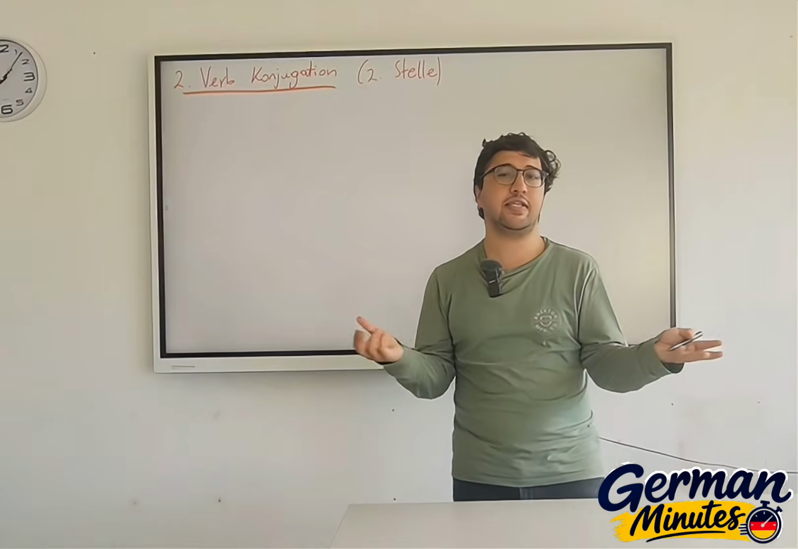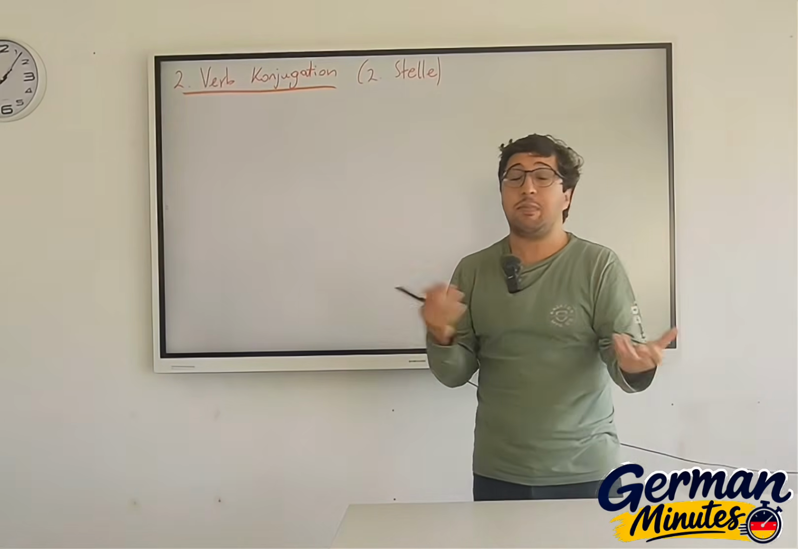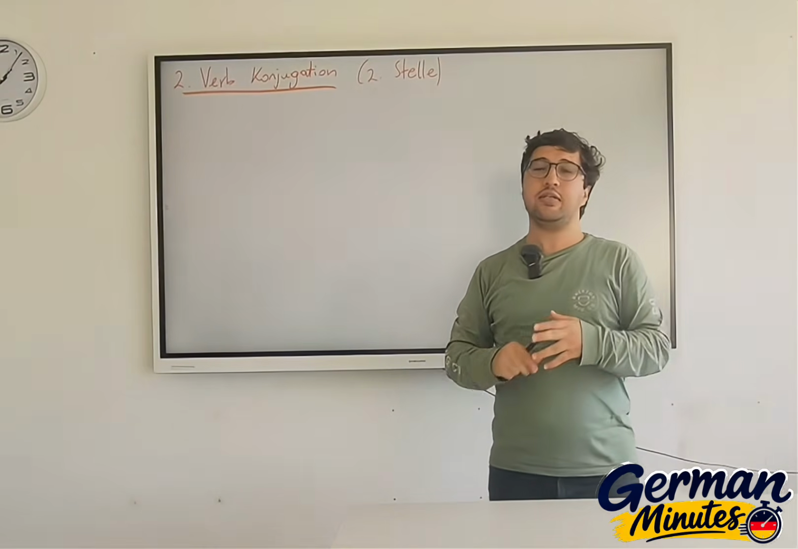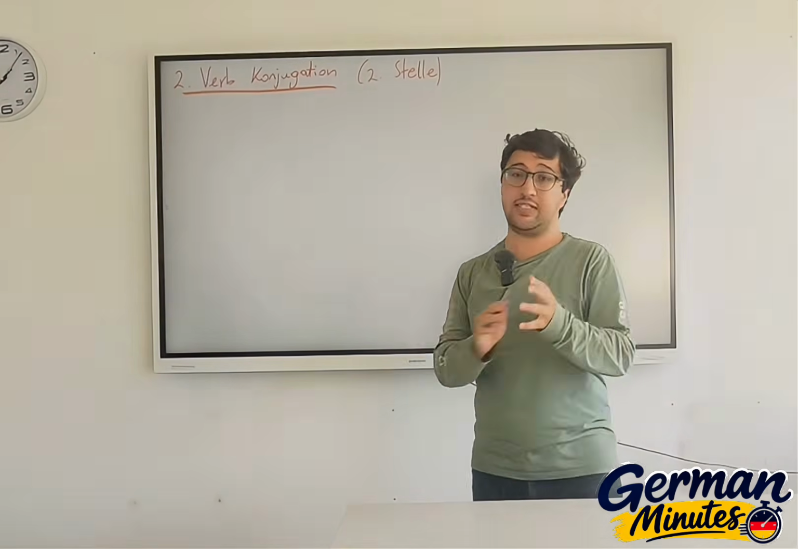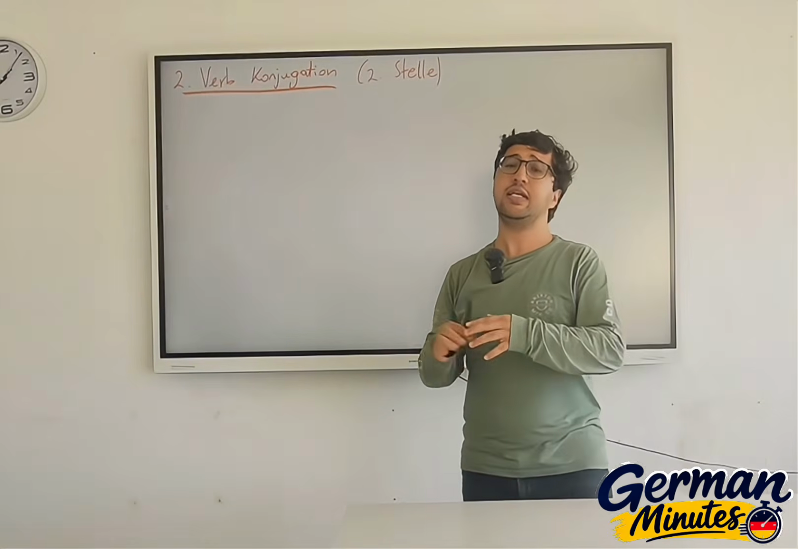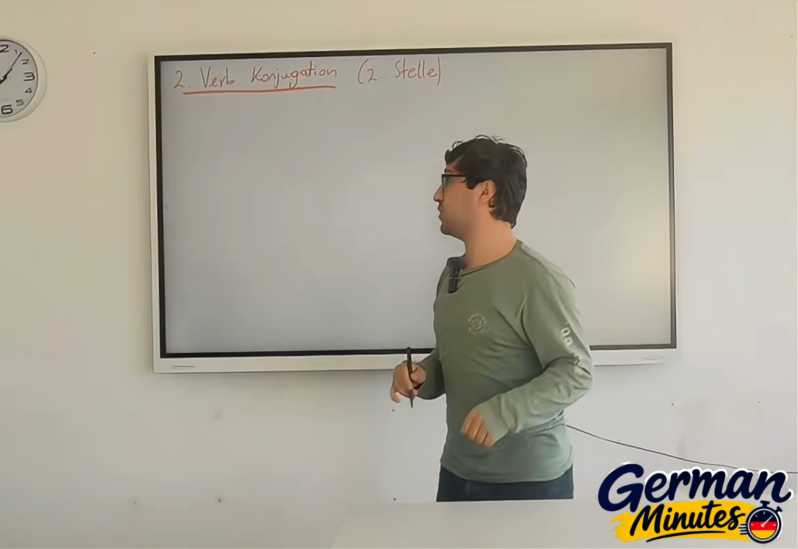Like in Spanish you would say yo trabajo. You wouldn't say actually yo, you say trabajo, but in German you should always say the person, and the verb comes at the second position. It's very important. Let's look at first sein.